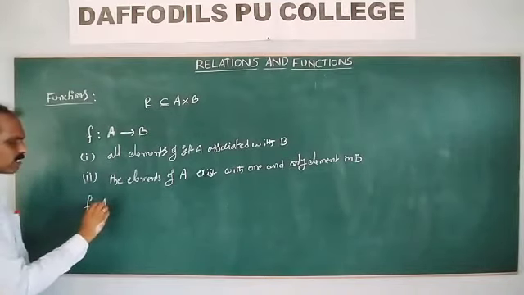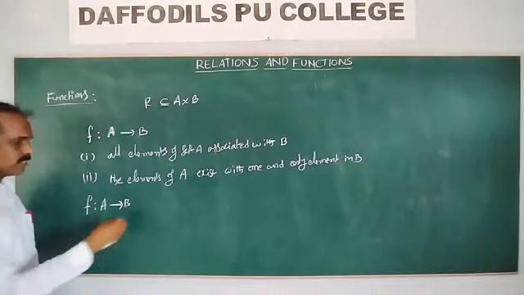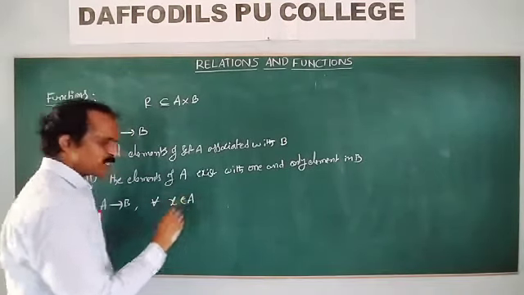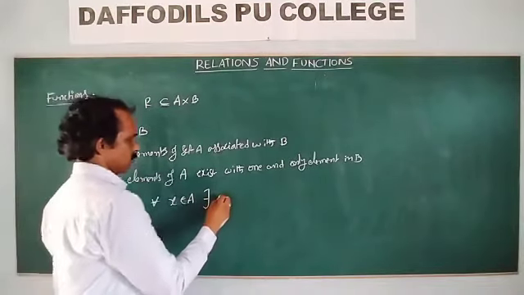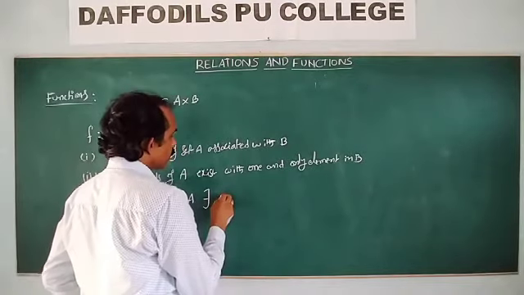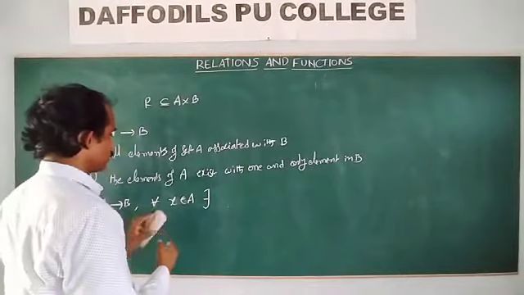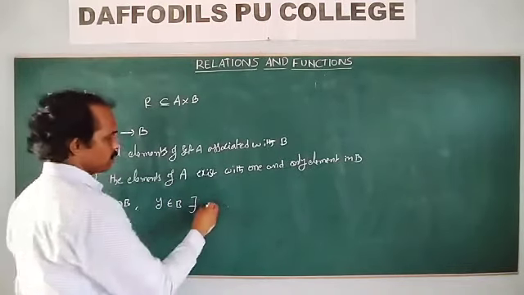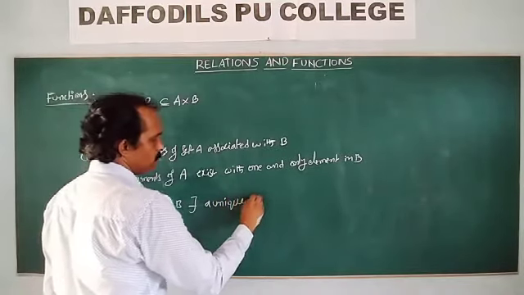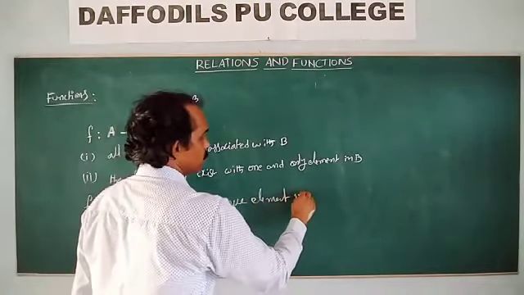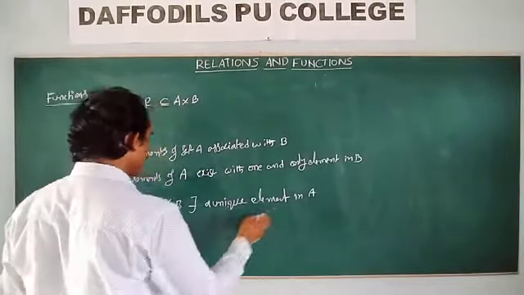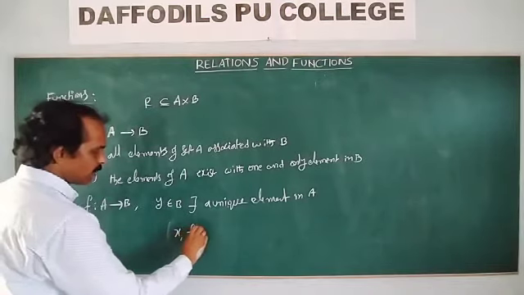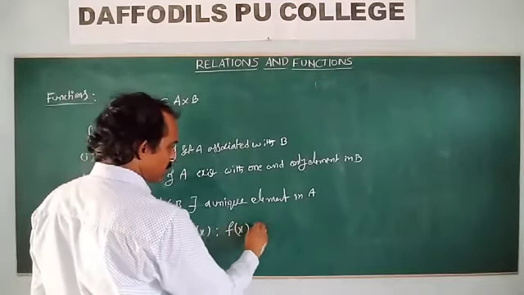F is a relation from A to B said to be a function if for every element x belongs to A, there exists a unique element y in B, such that (x, f(x)), therefore f(x) belongs to B.